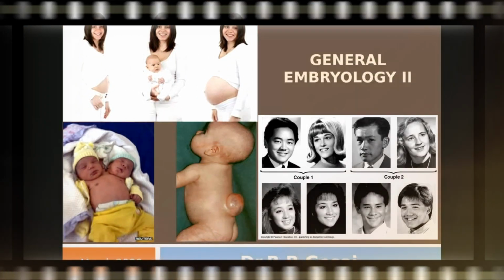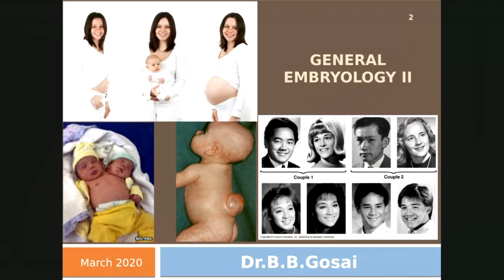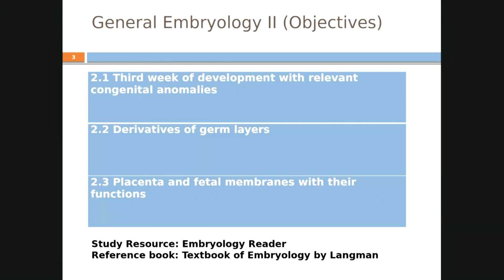Now in today's objective, we will continue with the third week of development and what happens from the different germ layers, and what the supporting membranes of the embryo are. So our objectives are the third week of development with its relevant anomalies. We will discuss the derivatives of germ layers, and mainly the placenta and different placental fetal membranes.